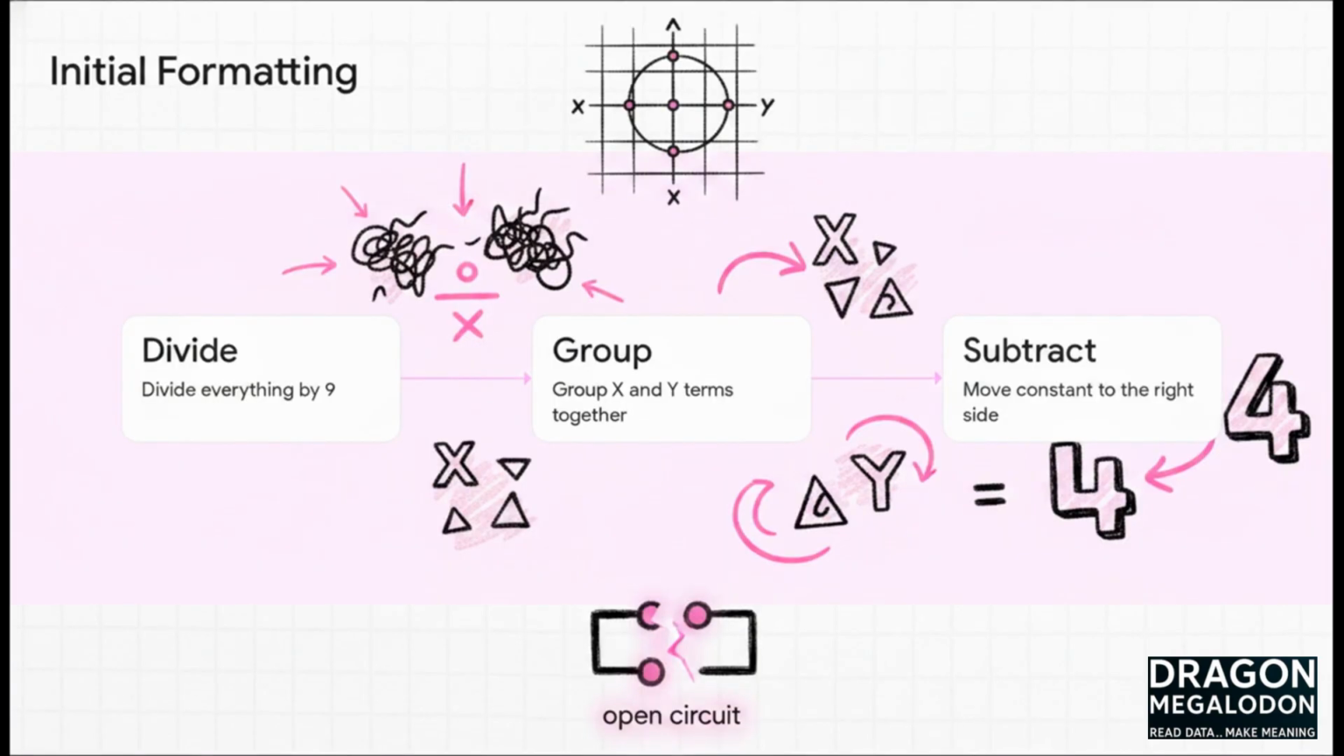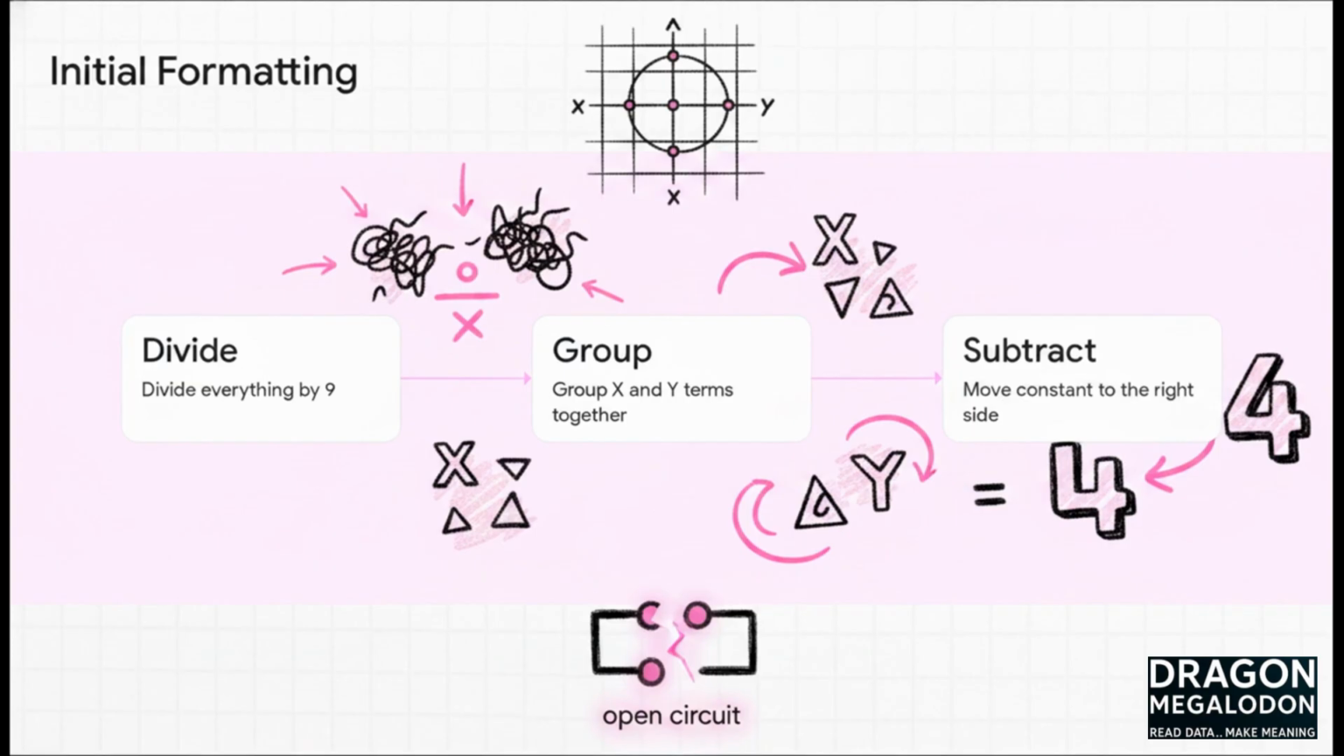Let's break down the initial formatting steps. First things first, we need to clear out the garbage coefficients attached to our squared variables. So we divide everything by 9. That cleans it up nicely to x² + y² + 8x - 2y + 4 = 0. Much better. Step 2, we group our families together. Put the x terms side by side, x² + 8x. Put the y terms together, y² - 2y. Finally, step 3, just subtract that constant number 4 over to the right side of the equal sign.